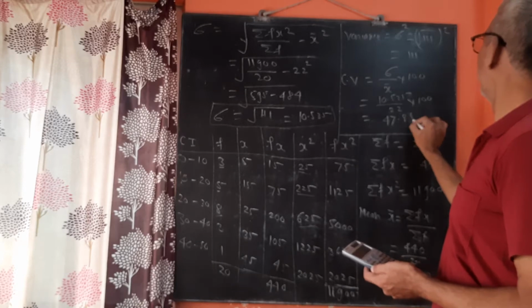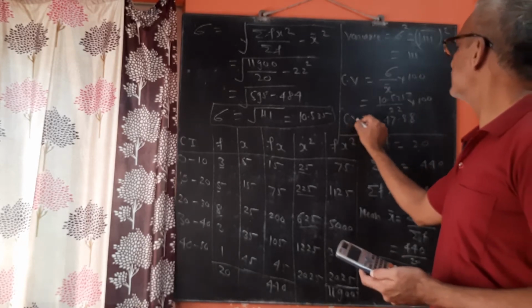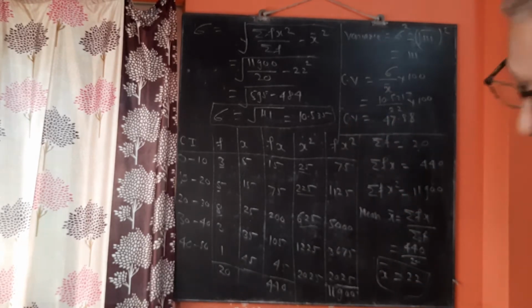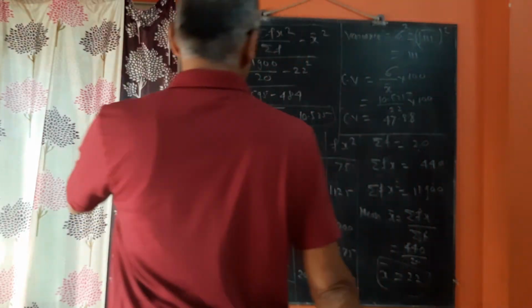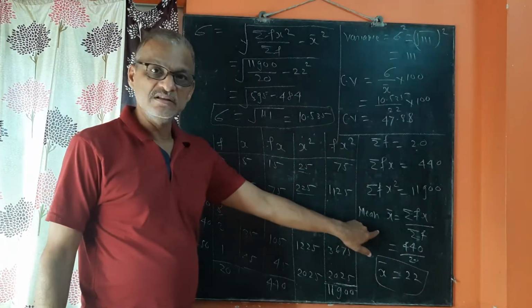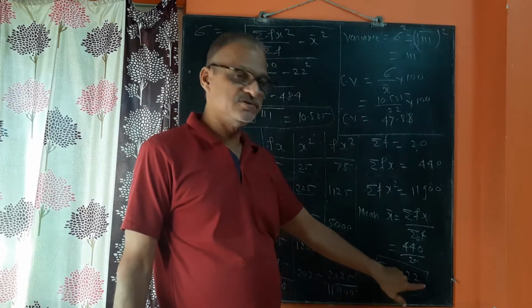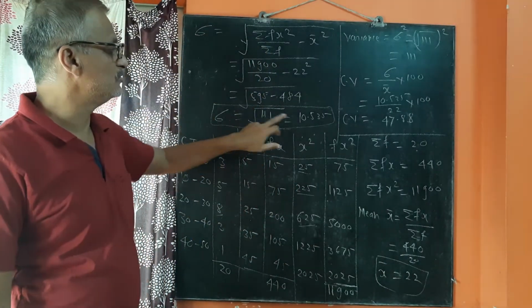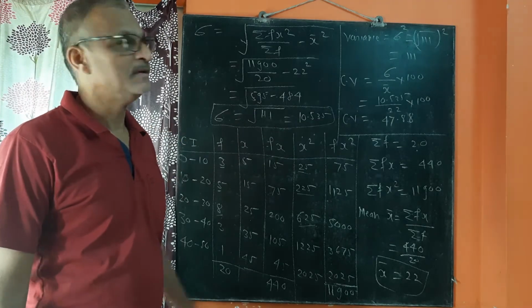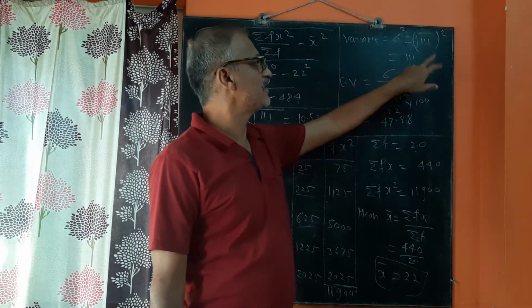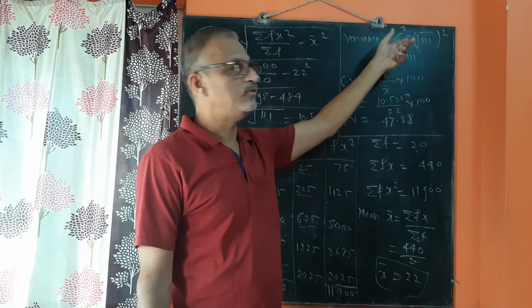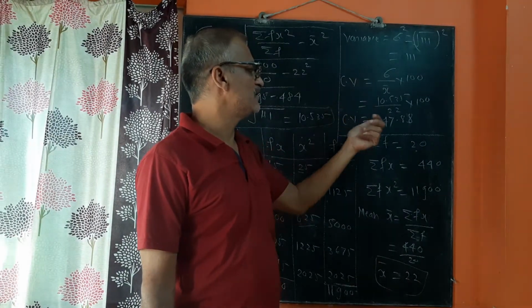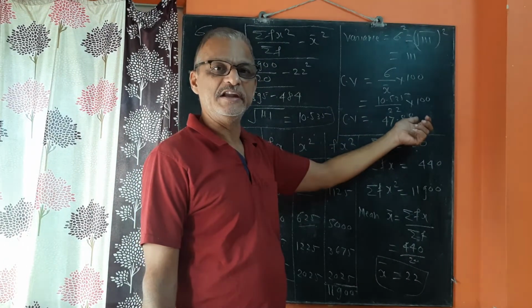So the coefficient of variance is equal to 47.88. So we have got all the four requirements. First, the mean, x bar, equals 22. Second, the standard deviation sigma equals 10.535. Third is the variance, sigma square, equals 111. And fourth is the coefficient of variance, which equals 47.88.